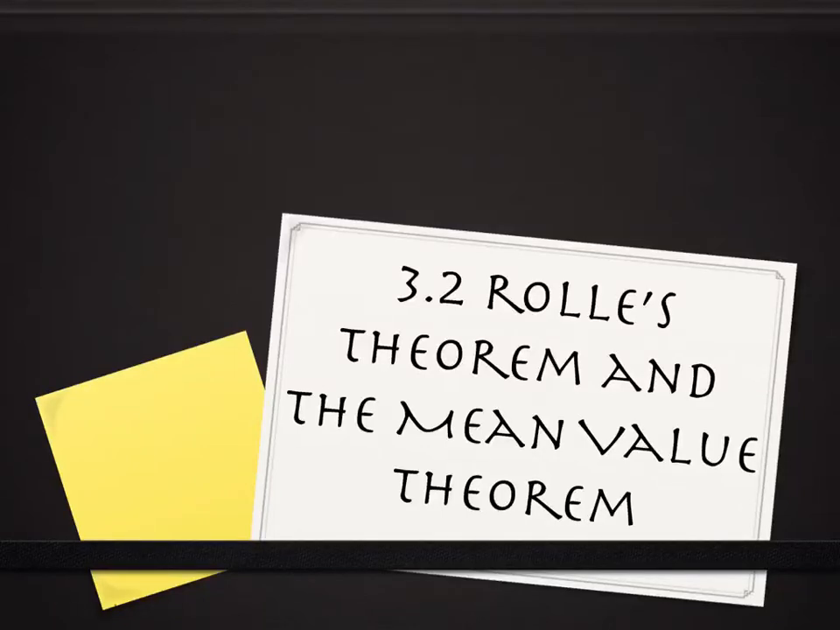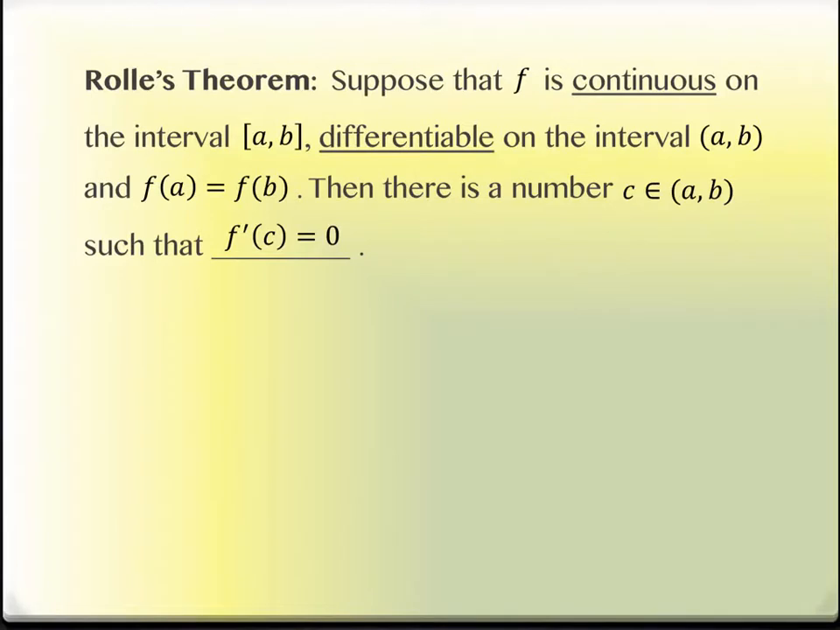Section 3.2 is Rolle's theorem. It's not "Roll's." I know phonetics doesn't work out for us all the time. It's Rolle's theorem and the mean value theorem. So we're going to start talking about Rolle's theorem first.